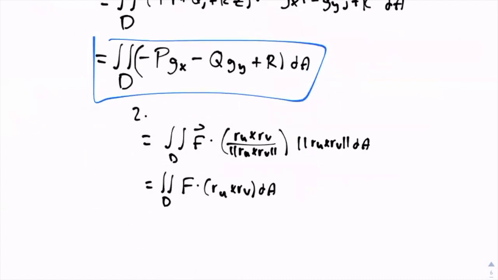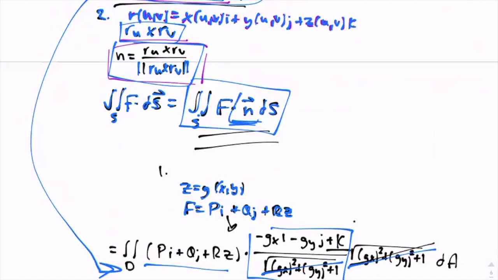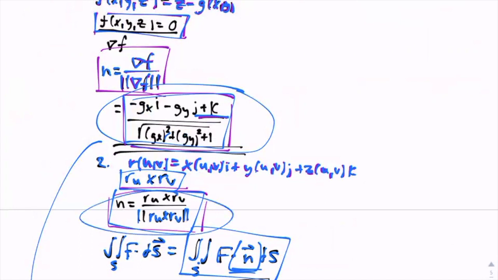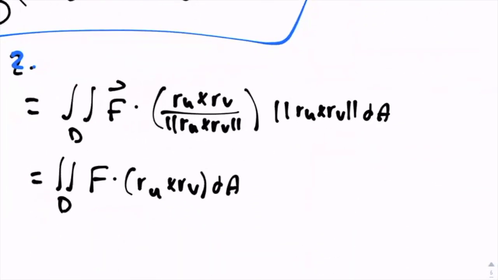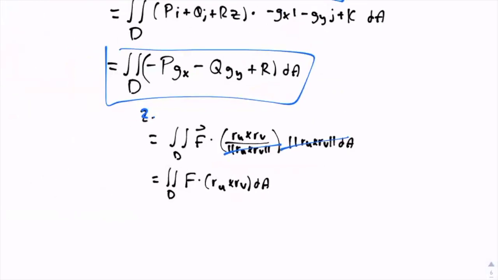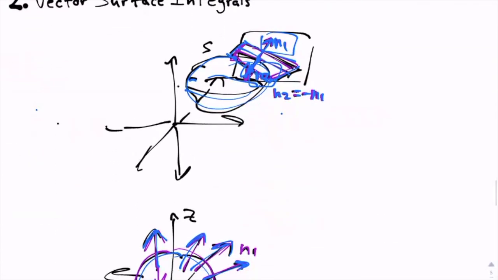Now going on to our second situation, we can again plug in for our normal vector the value we got for our second situation, which would be r_u cross r_v over the magnitude of that. When we do that, once again, we see that these values cancel out and we get F dot r_u cross r_v dA. And that is basically what we get for the simplified version of our vector surface integral. All right, so now let's move on to solving a problem.